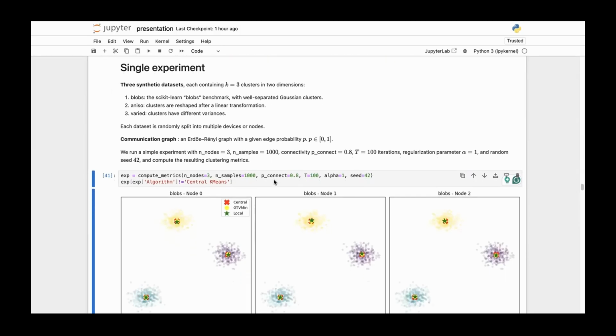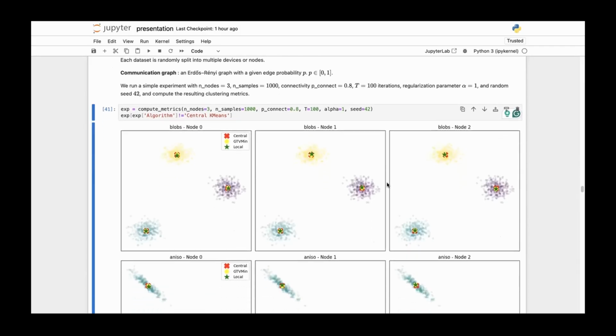And then in this single experiment, we run number of nodes equals 3, number of samples, which is the number of total local data points, equals 1000. Then we set P equals 0.8. So we have a well-connected graph. And we run it for 100 iterations, and the regularization parameter alpha in our algorithm is set to 1. And here we get the results.